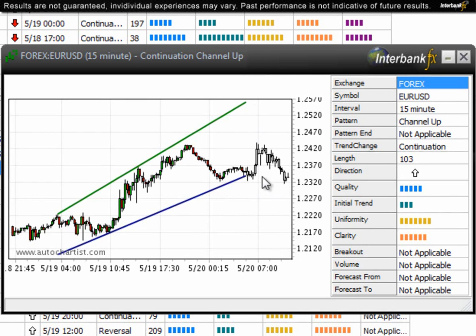Instead, we're seeing what looks to be a break of the channel up. So what's happening here? The 15-minute chart is transitioning from what was a markup cycle that helped form this continuation channel up over the past 103 candles, which you can see here under length. It's transitioning into a sideways range-bound, what's known as an accumulation market cycle.